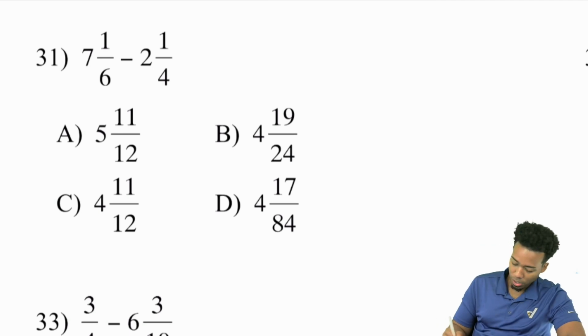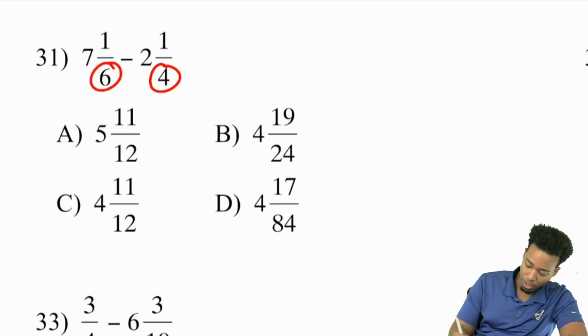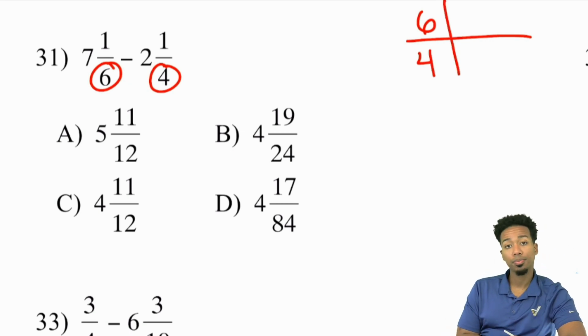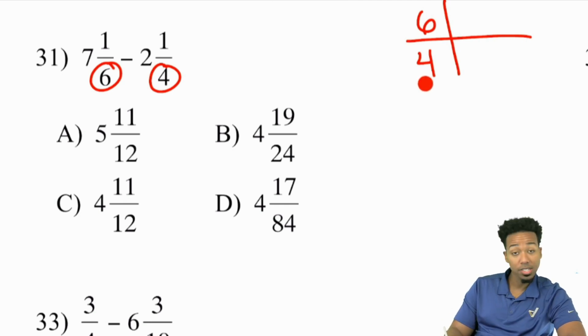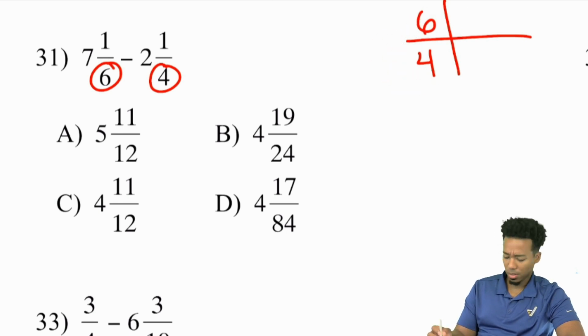So first things first, I'm going to ask myself, what's the common denominator between 6 and 4? What can they both go into? What I'm going to do is take the bigger number, list out those multiples, and keep asking if this number can go into the multiples. Because 6 and 4, they're not the same number. 4 can't go into 6.